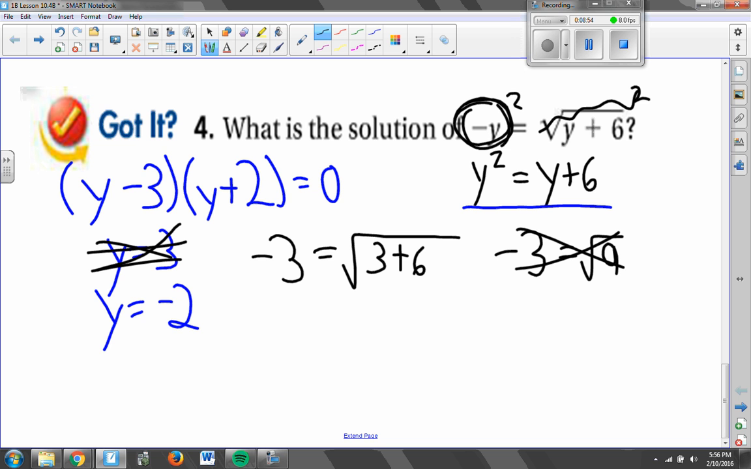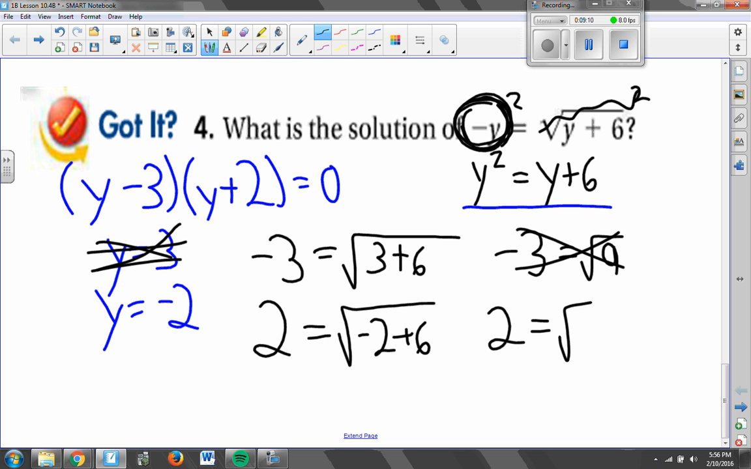If I put negative 2 in there, remember that it was negative y in the beginning. So it's negative negative 2. Negative negative 2 means positive 2 is equal to the square root of negative 2 plus 6. Negative 2 plus 6 is 4. Does 2 equal the square root of 4? Yes, it does. So y equals negative 2 is the correct answer. One of them was extraneous, the other one was not.